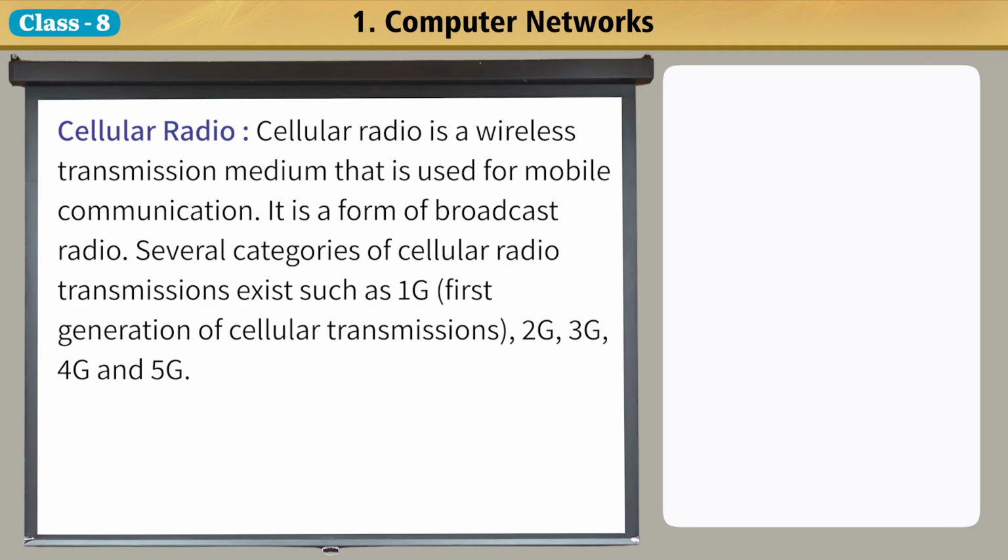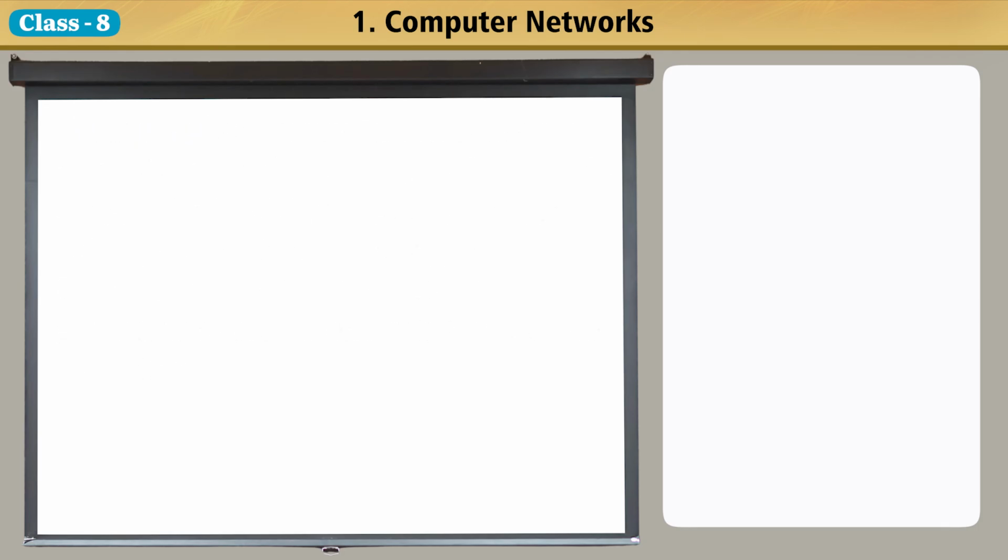Cellular radio. Cellular radio is a wireless transmission medium that is used for mobile communication. It is a form of broadcast radio. Several categories of cellular radio transmissions exist, such as 1G, first generation of cellular transmissions, 2G, 3G, 4G, and 5G.